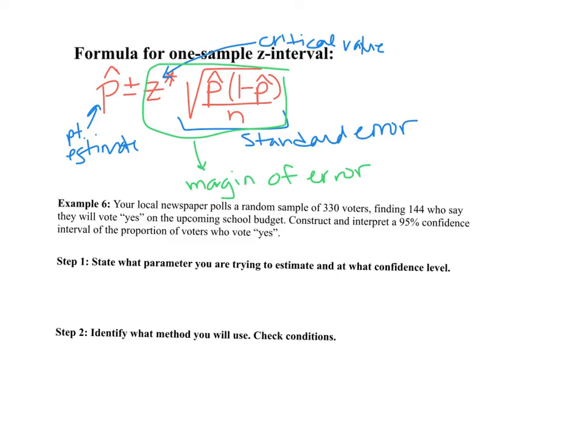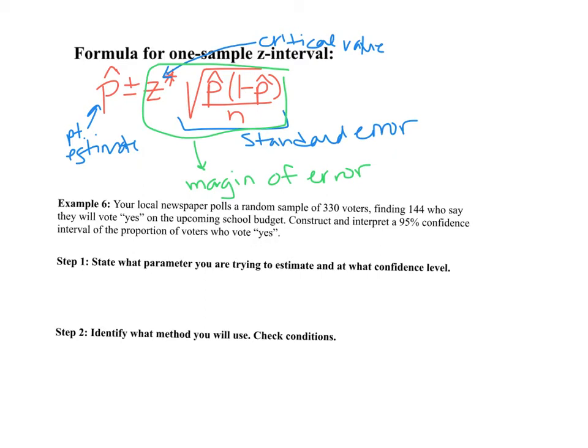So our local newspaper polls a random sample of 330 voters. They find 144 who say they will vote yes on the upcoming school budget. We're going to construct and interpret a 95% confidence interval of the proportion of voters who vote yes.